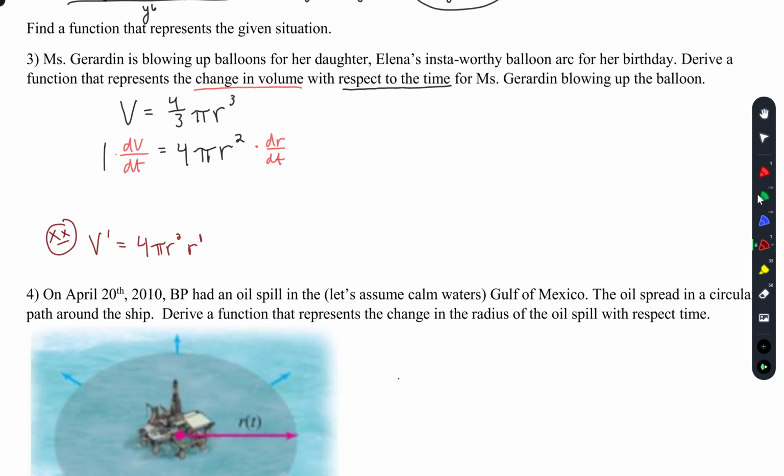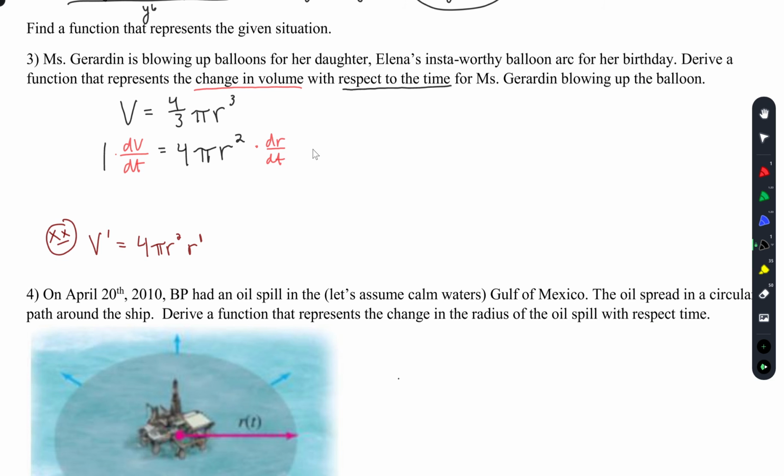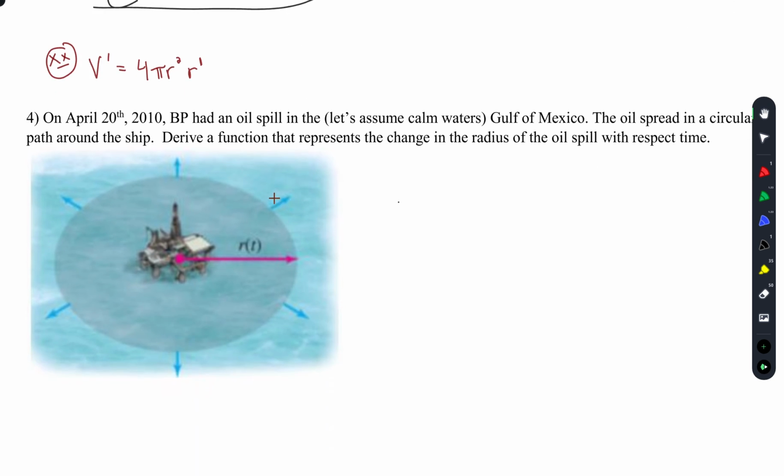So I need to find a function that represents the change in volume. Well, actually, that's just it, isn't it? There you go. Right there. So that's it. You just take the derivative. That's the answer. That's the equation. We're going to be plugging in numbers later. Okay? All right.